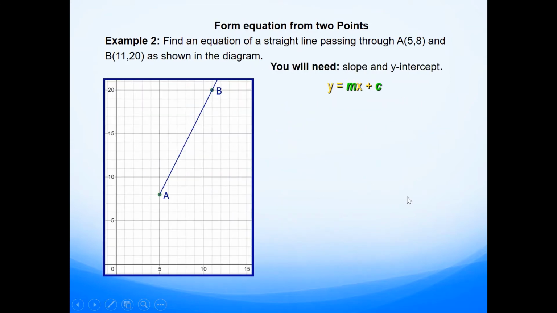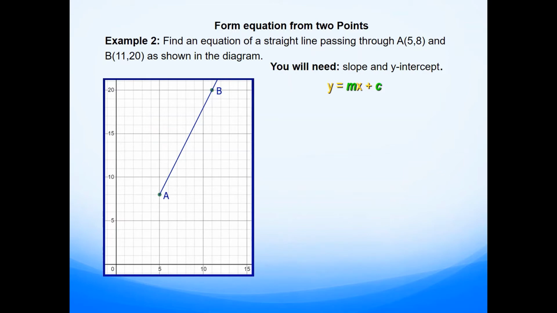This one is similar to the previous one. The only thing different, of course, is I've given you different reference points. Points A and B are different. So in this case, I've got point A, which is 5, 8, and B is 11, 20. So please pause the video and do this yourself first, and then you can match the answer later. Hope you guys have done the question by now. So we'll quickly have a look at the answer.